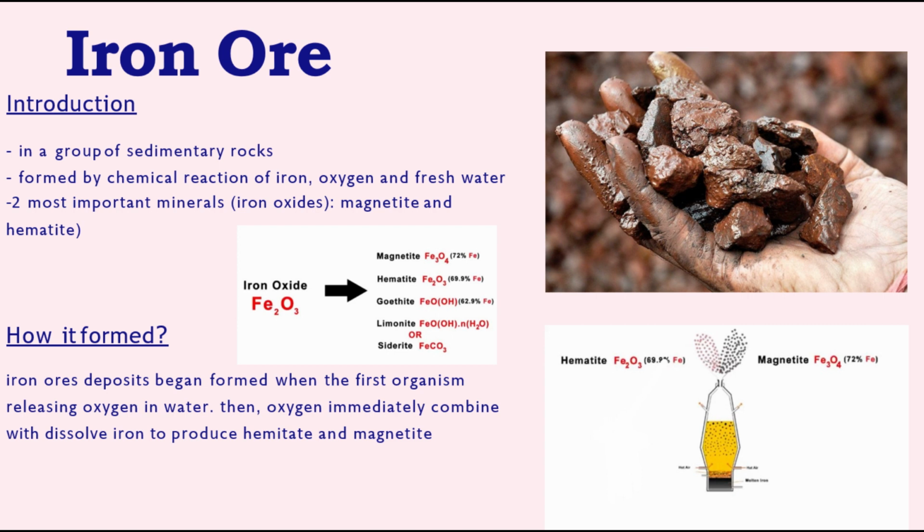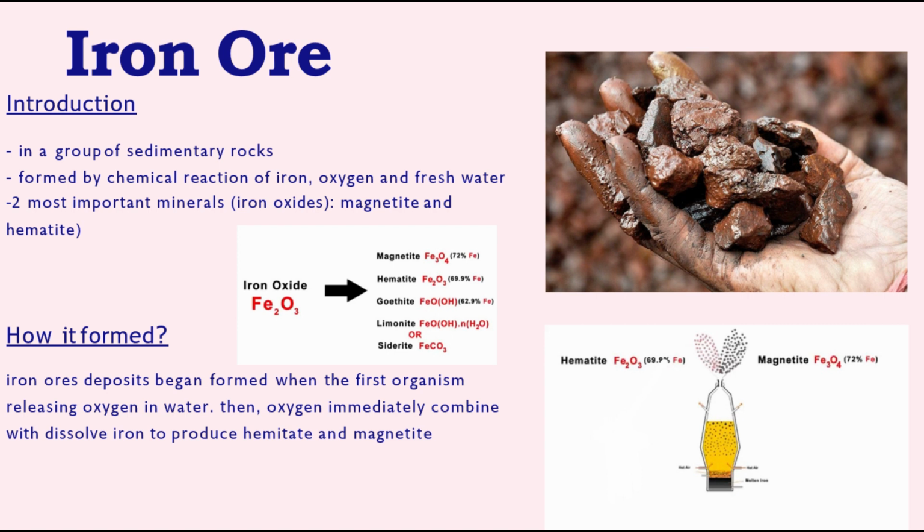The most important minerals in iron oxides, which is iron ore, are magnetite, which has 72% of ferrum, and hematite, which also has 69.9% of ferrum. And did you know that if you put magnetite near a magnet, they will attract each other? For your information, iron ore produces almost every iron and steel object that we use today. Without it, the world would not look like today.